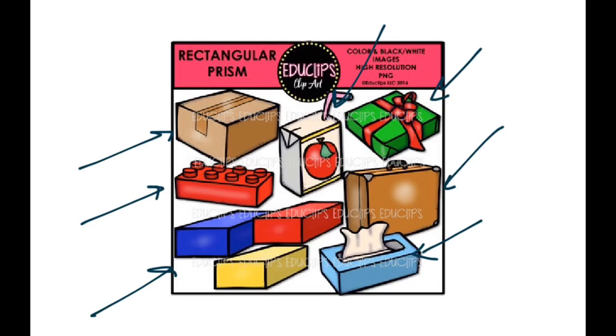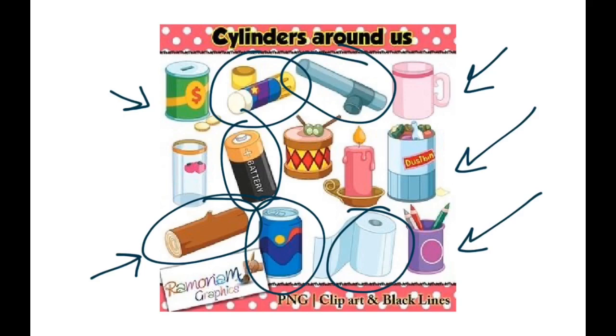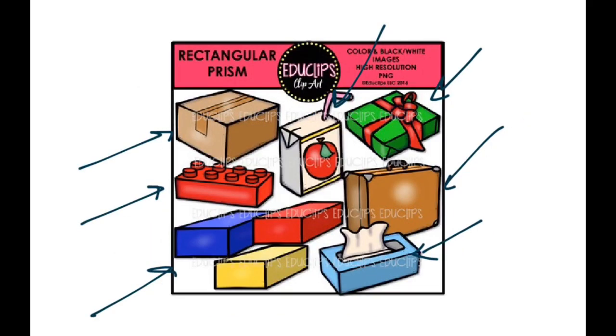So what I'd like you to do for today's assignment is I'd like you to look around your house, see if you can find a triangular prism. If not, it's okay. Don't stress out. Look around your house, see if you can find an example of a cylinder. And then look around your house and see if you can find an example of a rectangular prism. Put them all in front of you, take a picture, send me your picture, and I'll give you a point.